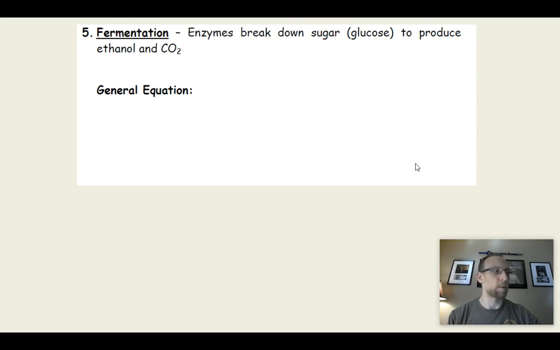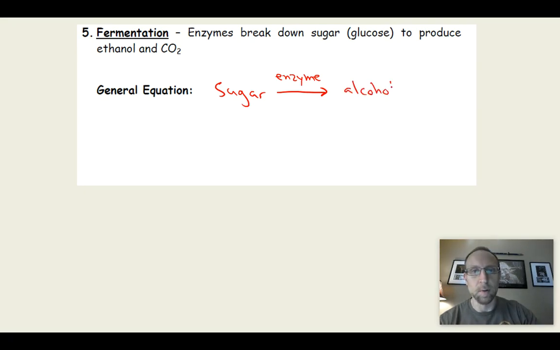Next up is fermentation. So this is the making of alcohol. So fermentation makes alcohol. So you're using sugars to make alcohol. So what's our general equation here? Well, you're going to start with some kind of sugar, and it's going to be broken down with an enzyme, and we're going to get alcohol and CO2. So this is how consumable alcohols are made, from some sort of sugar.